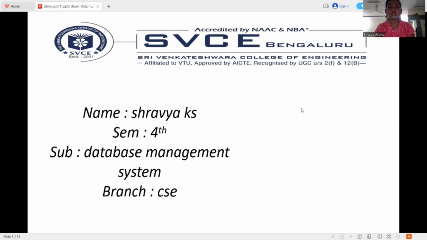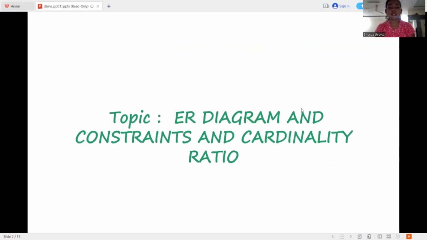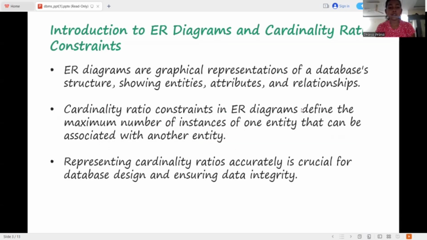In this video, I'm going to discuss the subject DBMS, that is, database management system. The topic is ER diagrams, constraints, and cardinality ratio. Let us get some introduction about ER diagrams and cardinality ratios.